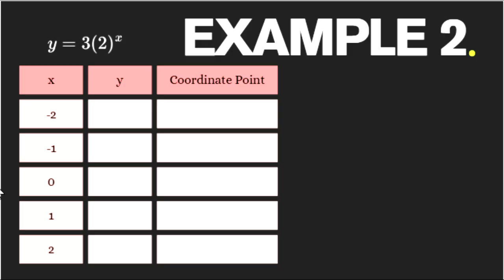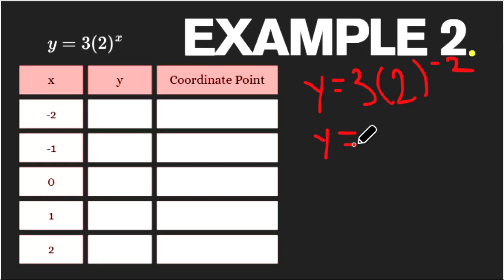So using the points that are right around 0, we have negative 2, negative 1, 0, 1, and 2. So I'll show you an example of how to do this. We're trying to solve for y. So we have y is equal to 3 times 2 raised to the power of x. And in this case, x is going to be negative 2, okay? So in PEMDAS, we do parentheses first, and then exponents. So we're going to do 2 raised to the power of negative 2.